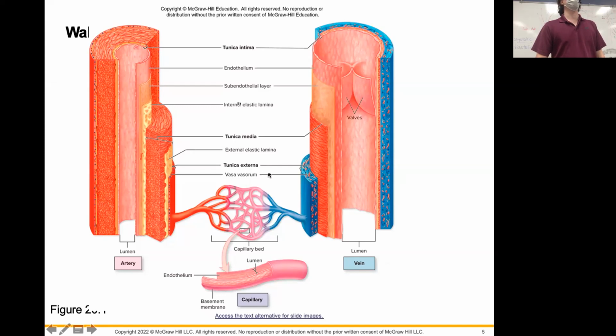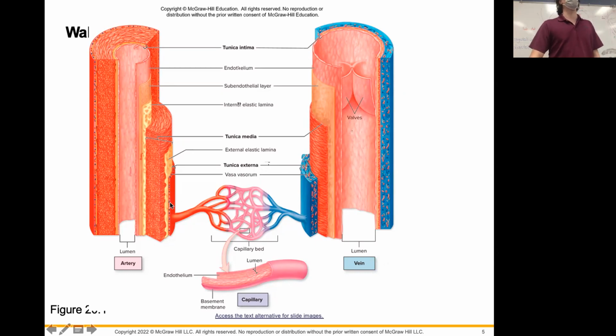Externa is, of course, going to be the outside. Media is going to be the middle. And then finally, the intima is going to be the innermost. Now, starting from the outside, we have very different external tunics on our veins versus our arteries. Look at this little layer right here. This layer right here is called the vasa vasorum. Okay, so this little layer right here is much, much thicker on the vein than it is in the artery.